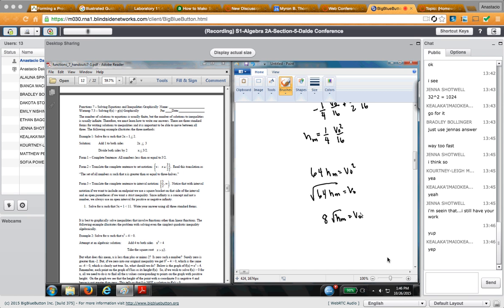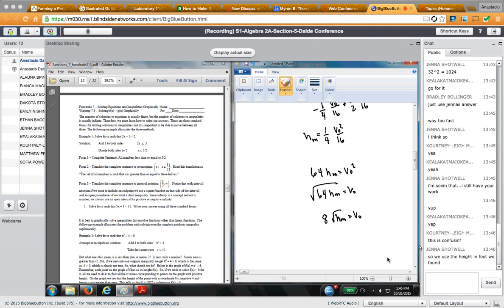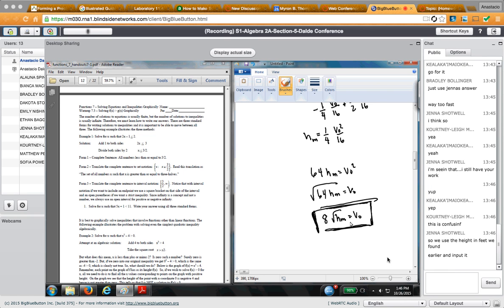Actually, to be honest with you, I think that maybe I messed that up on my calculations when I put in your answers. So this is the initial velocity of the person jumping.